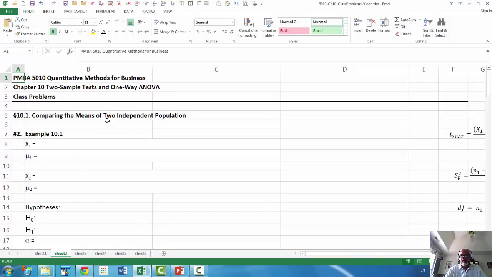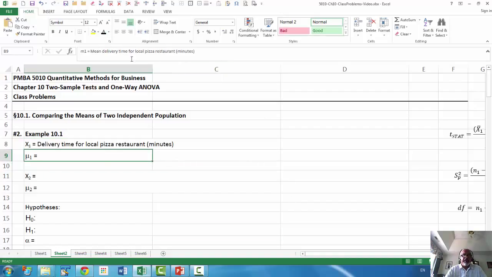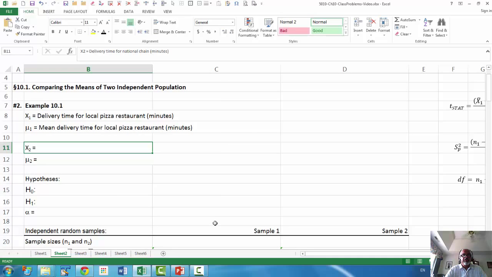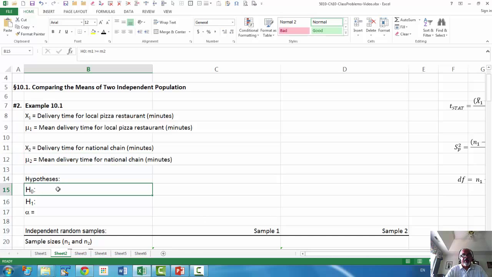So here we need to first define X sub 1 is delivery time for local pizza restaurant, and mu sub 1 is the mean of the delivery times of the local pizza restaurant. X sub 2 is the delivery time for the national chain, and mu sub 2 is the average delivery time. Now we want to test whether the local chain can deliver faster.